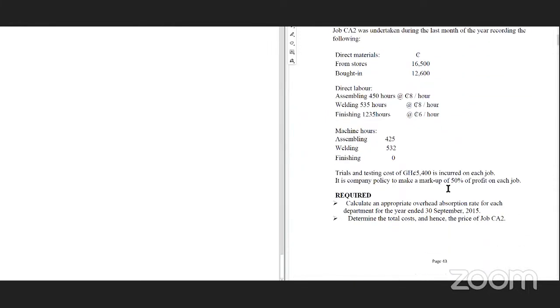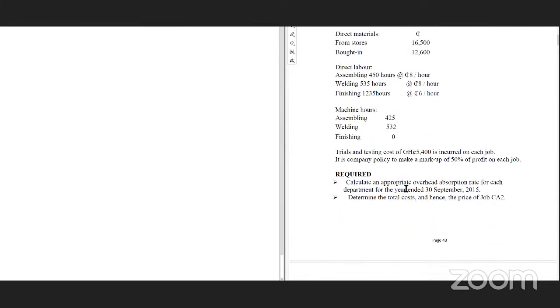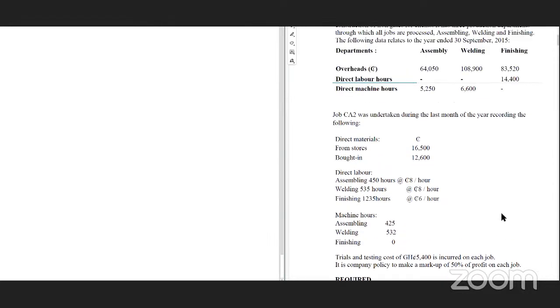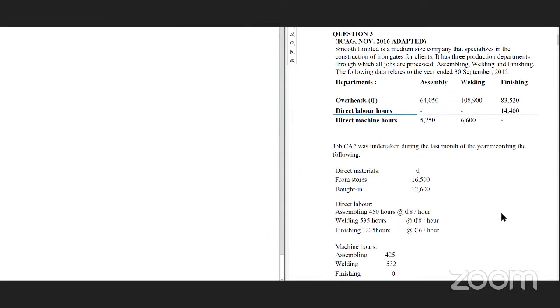What is the requirement? We are supposed to calculate the overhead absorption rate for each department for the year ended 30th September 2015. We are supposed to determine the total cost and the price of job CA2, right? That's job costing. So using traditional costing, we are going to find our OAR, our overhead absorption rate. You can see that we have our overheads, we have direct labor hours, we have direct machine hours.